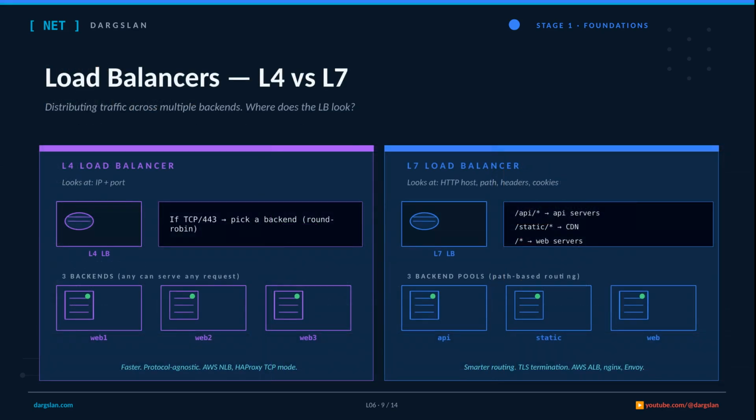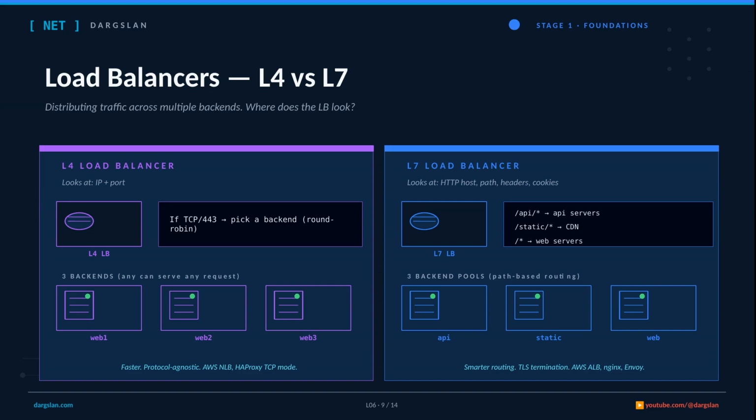From gatekeepers, we move to traffic directors: load balancers, which spread incoming requests across a pool of back-end servers. The key distinction comes down to which OSI layer they operate on. A Layer 4 balancer only sees IP addresses and ports, so it just picks a backend, often round-robin. Fast, protocol agnostic, and used in things like AWS NLB or HAProxy in TCP mode.